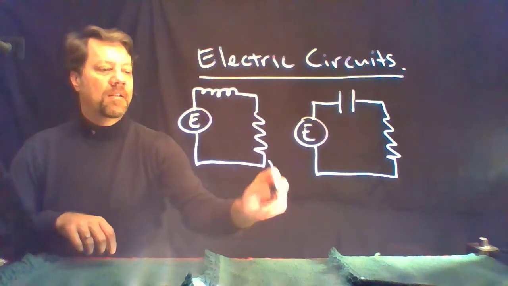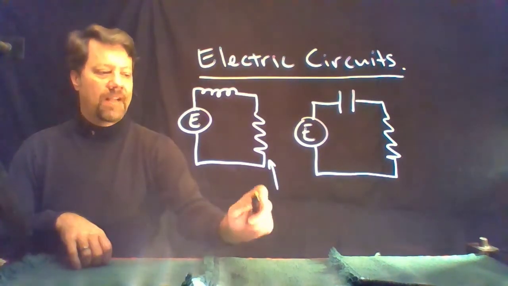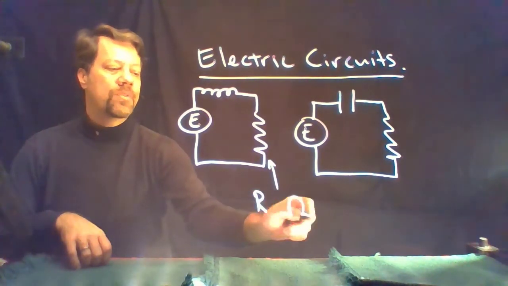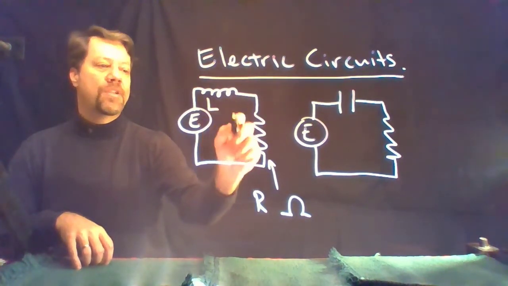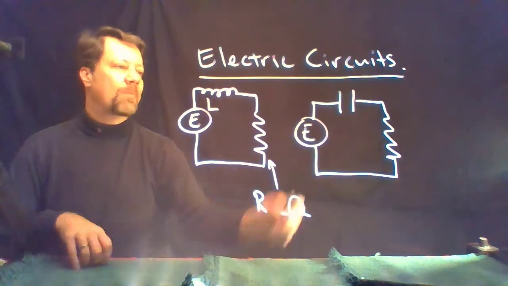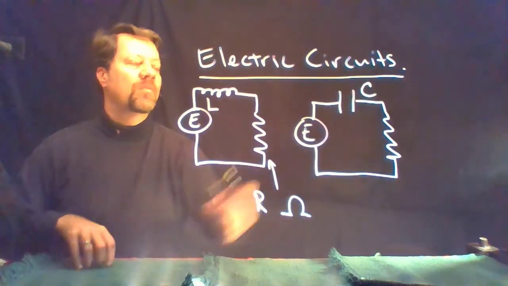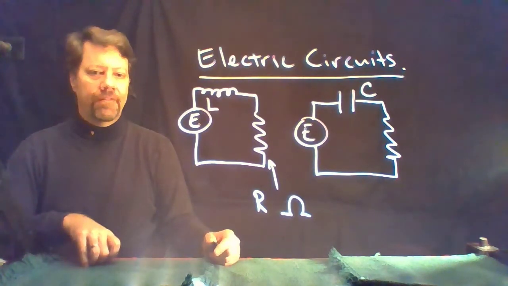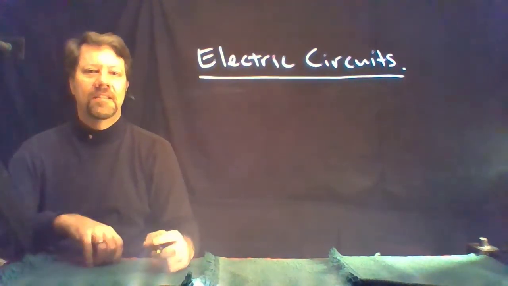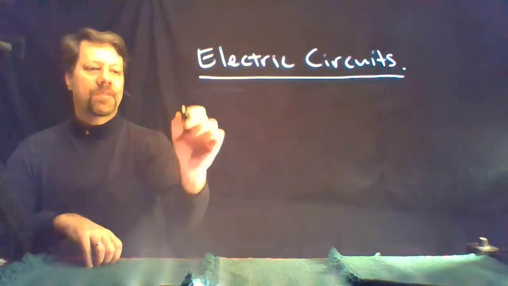The resistor will have resistance measured in ohms. The inductance will have an inductance measured in henries, and the capacitance will have some value C measured in, say, microfarads or farads. We're going to make certain assumptions.